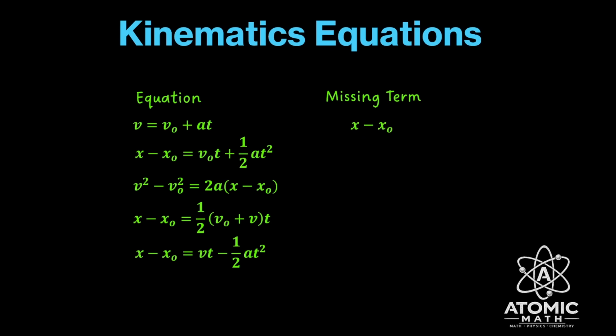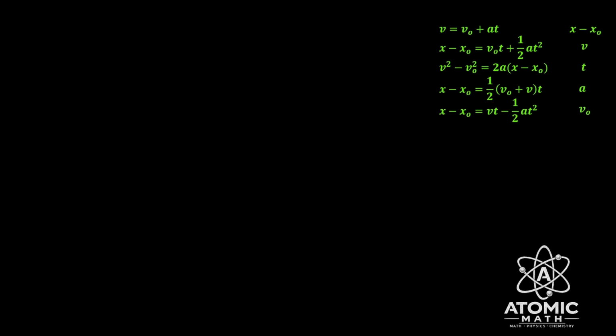So for example, this first equation doesn't have distance in there. So if we were working with a question and we didn't care about distance and it wasn't given to us, we would use this equation. The second equation is missing the final velocity. The third equation is missing time. The fourth is missing acceleration. And the final one is missing the initial velocity. So depending on which value is missing from the story and you don't need to find it in the answer, this will tell you which equation to choose.